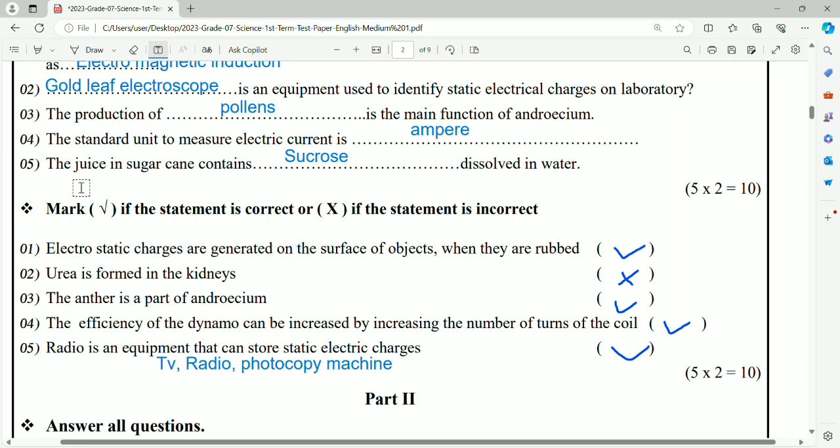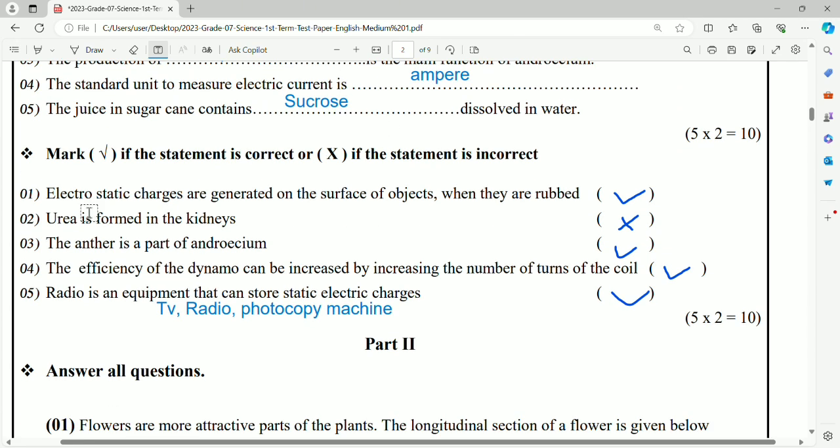The juice in the sugar cane contains sucrose. Sugar contains sucrose. Sucrose dissolves well in water. Mark a tick if the statement is correct. Electrostatic charges are generated on surfaces when they rub. Yes, charges are always present on surfaces when they rub. This is correct. Urea is formed in the kidney. Wrong. Urea is formed in the liver, not in the kidney.